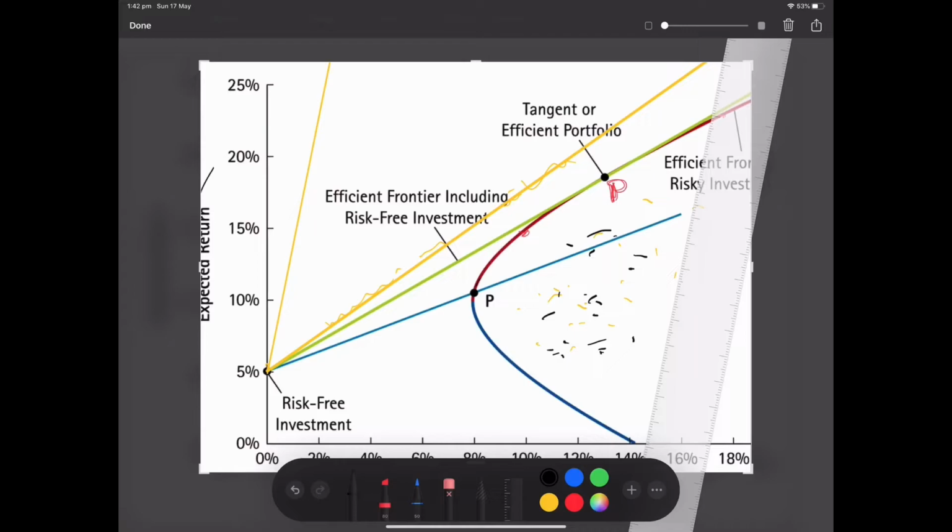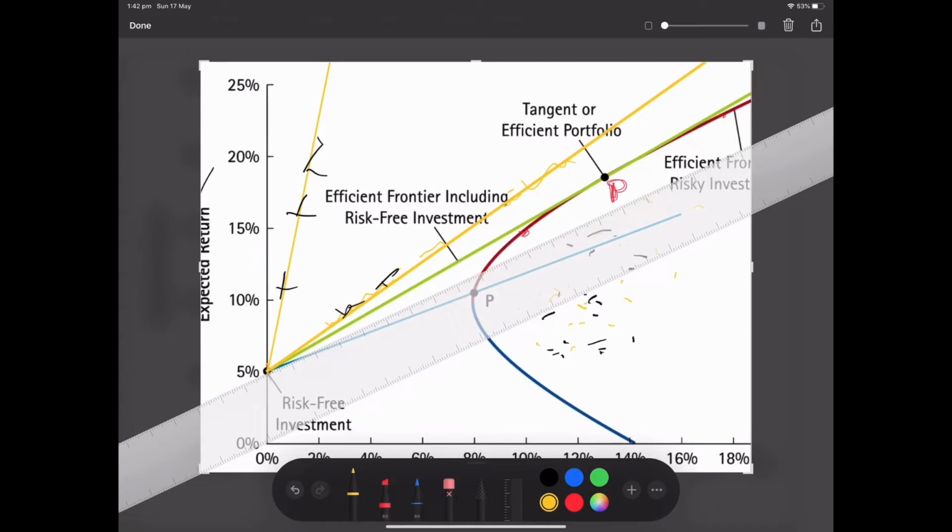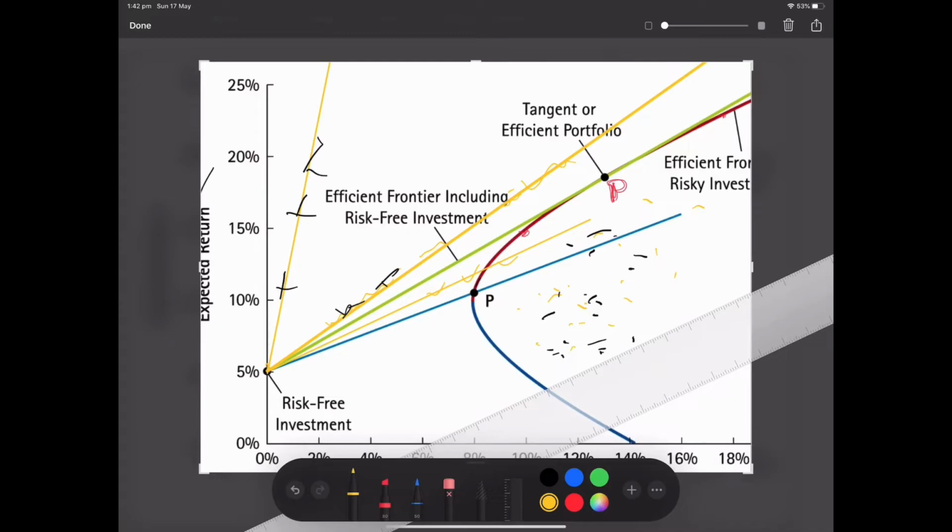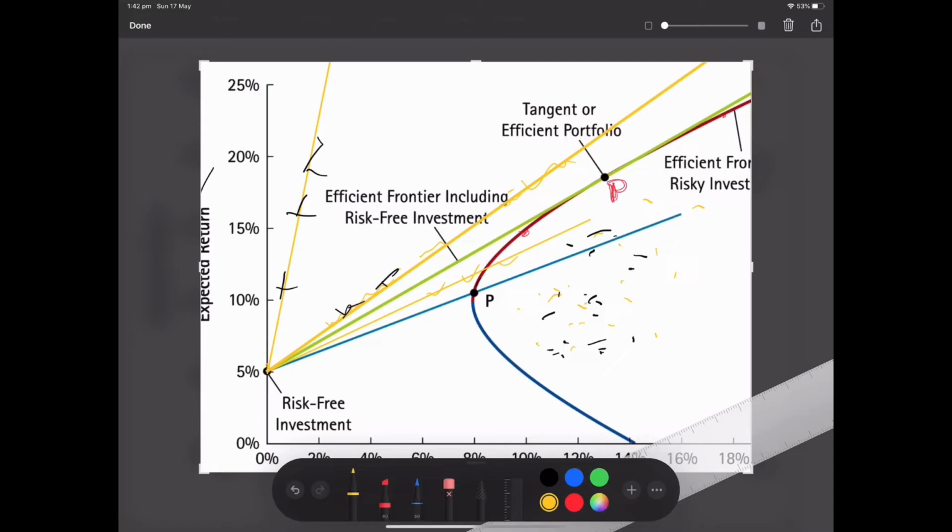And for those lines over here, let's draw another red yellow one for the sake of discussion. This line is possible, but as you can see, it's not as efficient as that green line, right? So that green line here is the tangent or efficient portfolio, which means that the tangent portfolio is the best outcome that you can achieve.